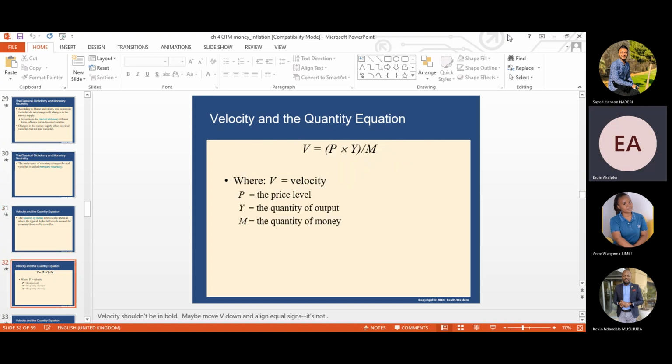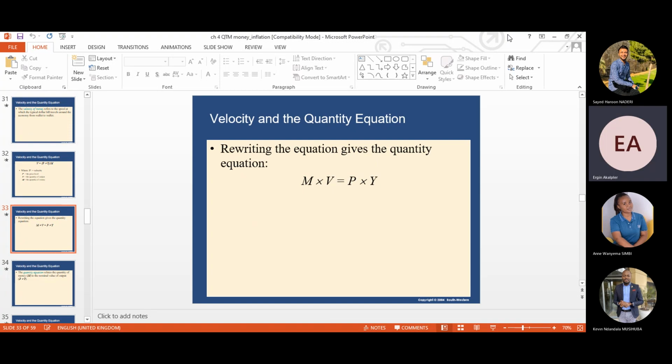Here is also given MV = PQ, but here, as I said to you, V is divided by M and transferred to the other side of the equation, so velocity is equal to P multiplied by Q divided by M. P here is the price, Y or Q is the quantity produced and sold, and M is the quantity of money, the monetary amount. Rewriting the equation, MV is PQ or PY.